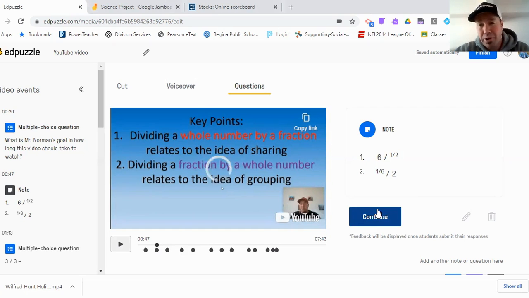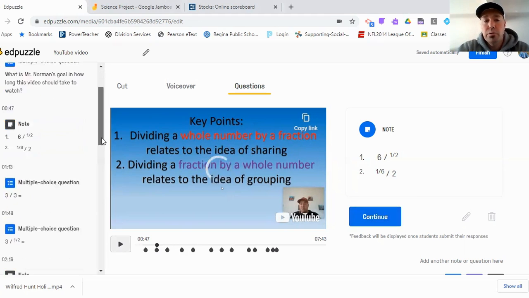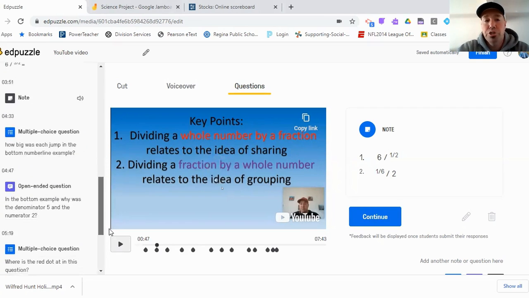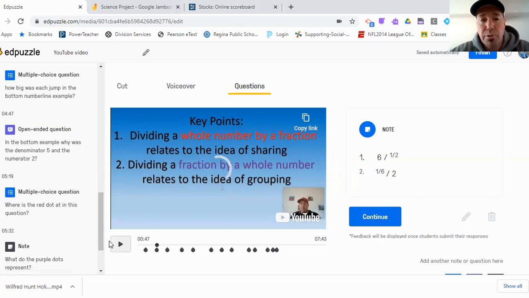And some of the weaknesses right now, I'm still playing around with it, but what I saw was that the notation during those notes wasn't great. The one thing as well is when you ask them an open-ended question. In the bottom example, at the 4:47 mark of this video, I paused it and put an open-ended question in: why was the denominator 5 and the numerator 2? They can type in anything they want and the video will let them keep playing after they typed it in. So they could just type anything, nonsense.